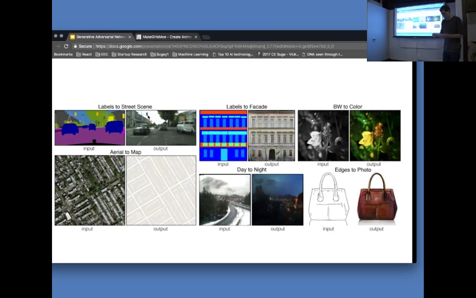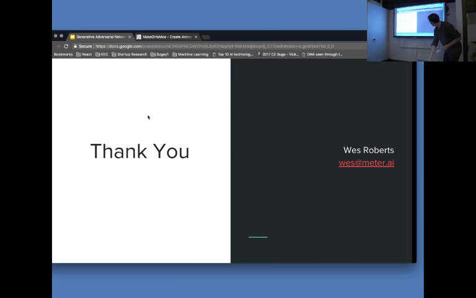Let's see if I forgot anything. So I think that's it, actually. Yeah. So any questions about GANs or anything I talked about?